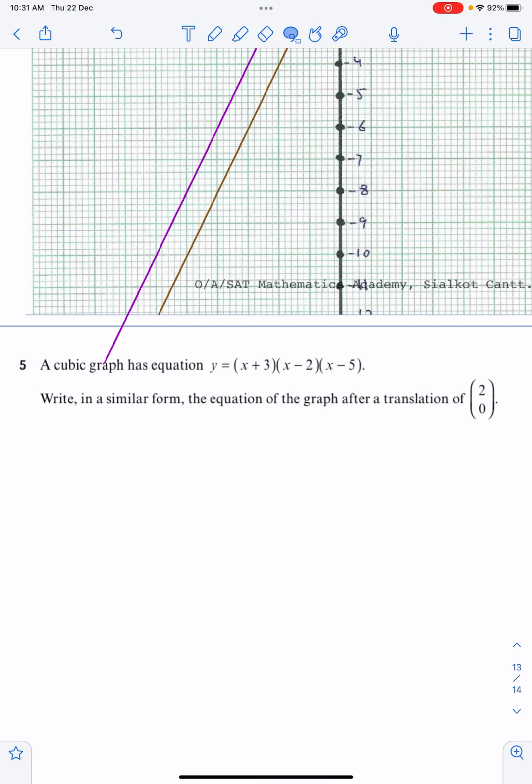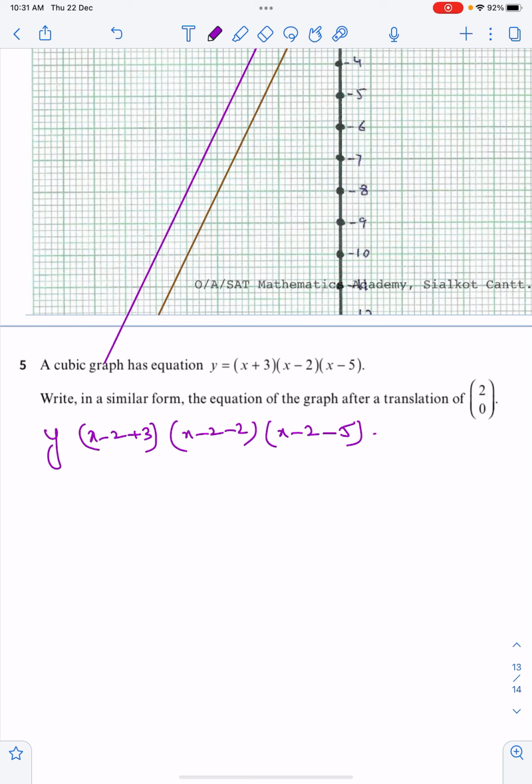A cubic graph has the equation y equals (x + 3)(x − 2)(x − 5). Write in similar form the equation of the graph after a translation of (2, 0). That means the horizontal movement of 2 units onto the right. Okay, 2 units onto the right, that means in place of x you have to put (x − 2 + 3)(x − 2 − 2)(x − 2 − 5).